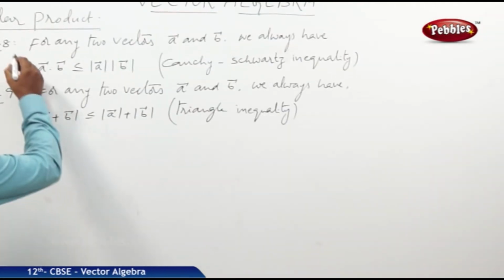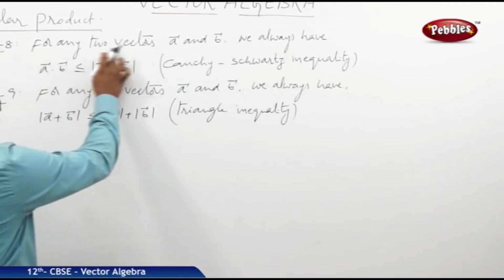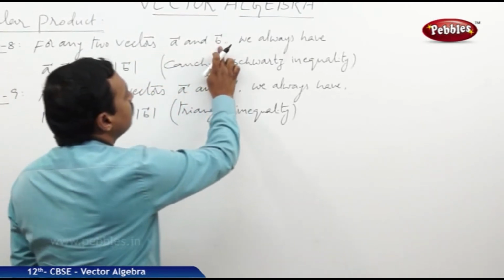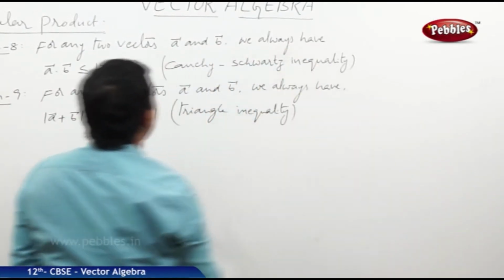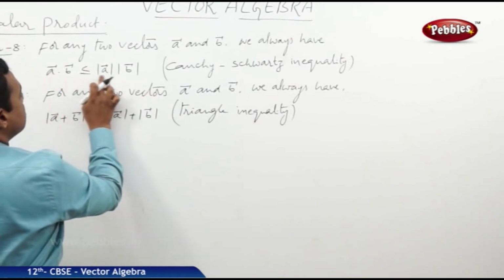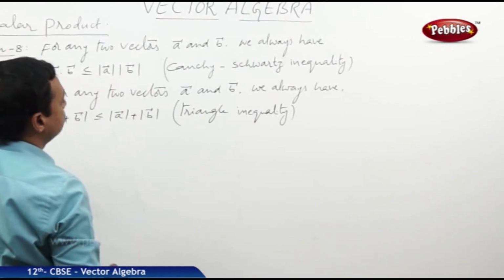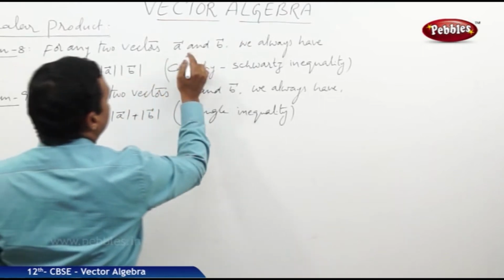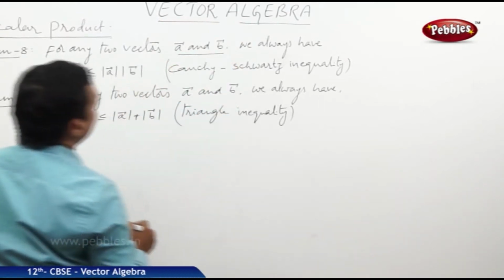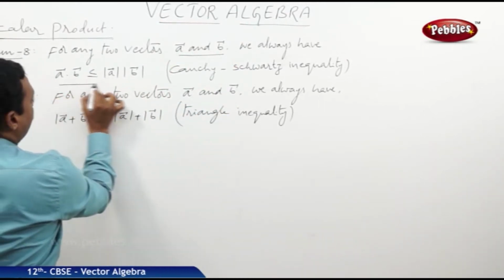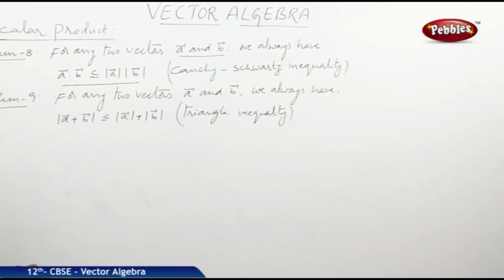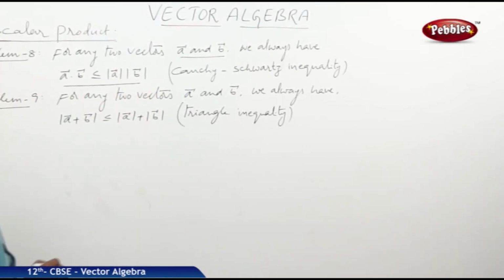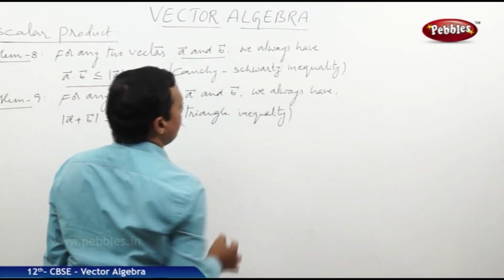Now, one more problem. For any two vectors A bar and B bar, we always have A dot B less than or equal to mod A mod B. This inequality always holds, A dot B less than or equal to mod A mod B, and is known as the Cauchy-Schwarz inequality.